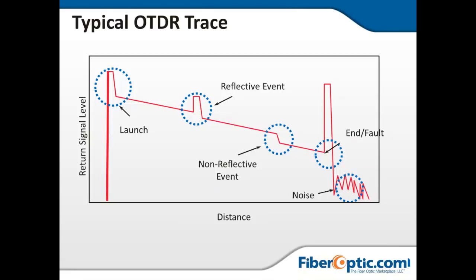Other things that we see on here is what's called a non-reflective event. So the non-reflective event is really a bend or maybe a bad splice in the fiber.